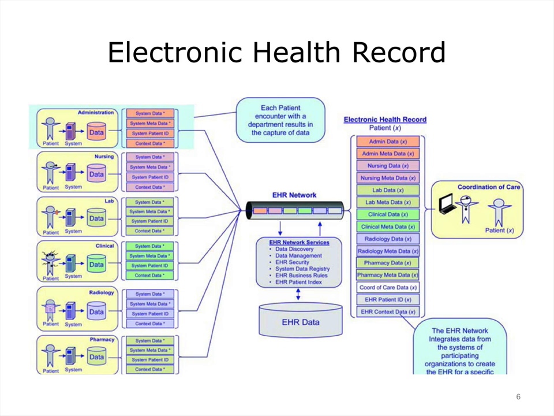Look over to the right to see a consolidated view of a single patient's health record. The EHR network has integrated data from the systems of participating organizations to create the electronic health record for a specific patient. As with every system, there are goals. In this case, we see the goal or outcome as improved coordination of care for a patient. In reality, there are many goals of an EHR, such as improved efficiency, reduction of medical error, improved management of patients and populations. The list goes on and on. This particular diagram, however, is focused upon improved coordination of care.